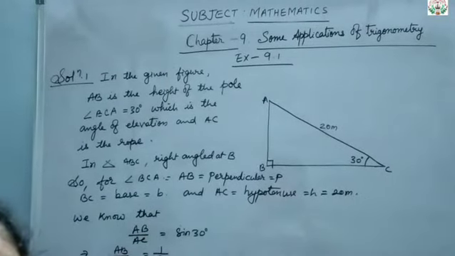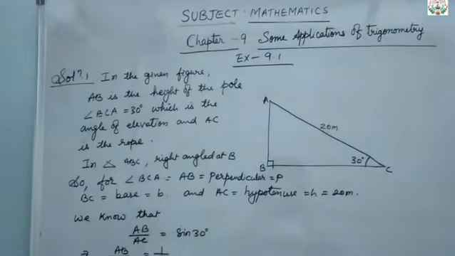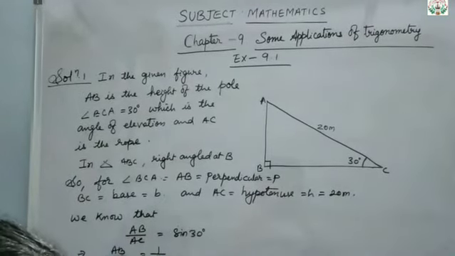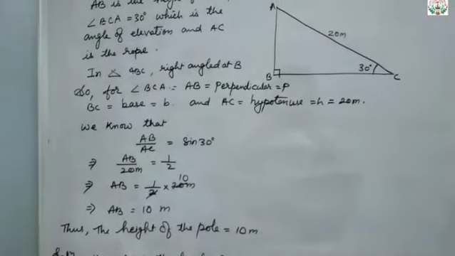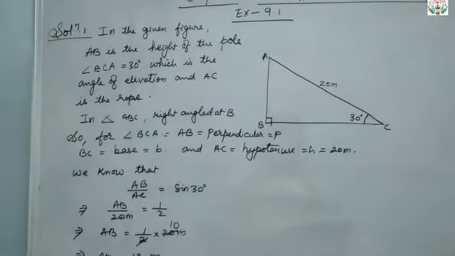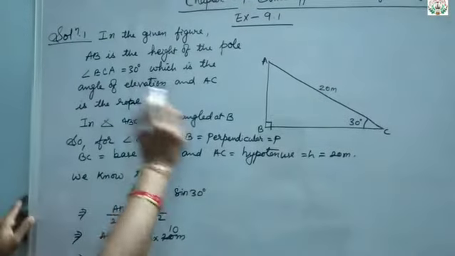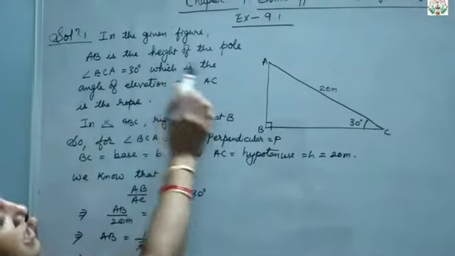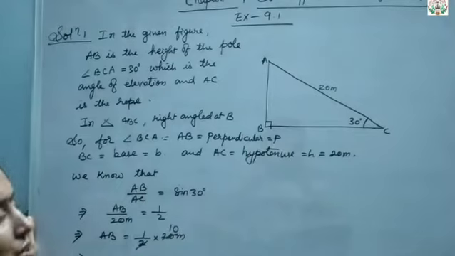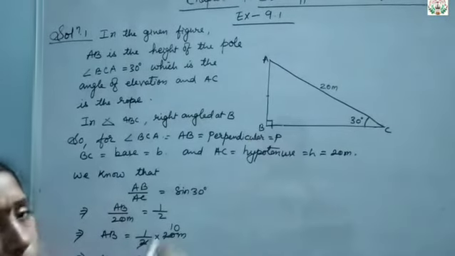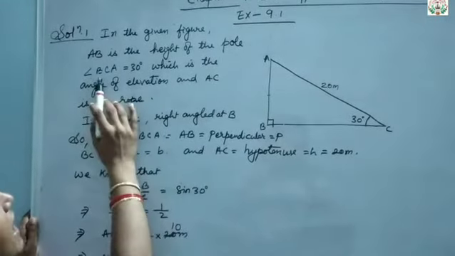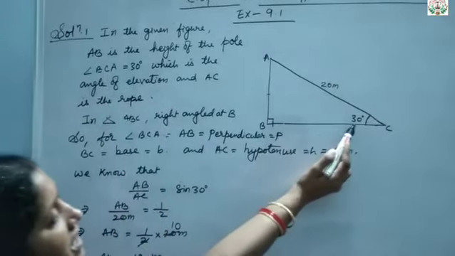is the angle made by the rope for the artist to climb, that is angle 30 degree, made to the ground. Then find what is the height of the pole. Now let us see. Solution is, in the given figure you can see that AB is the height of the pole, and angle BCA is angle 30 degree.